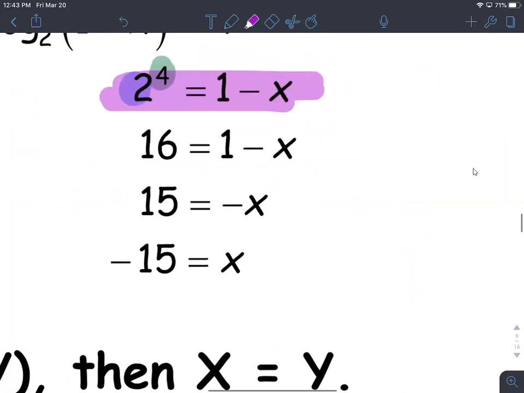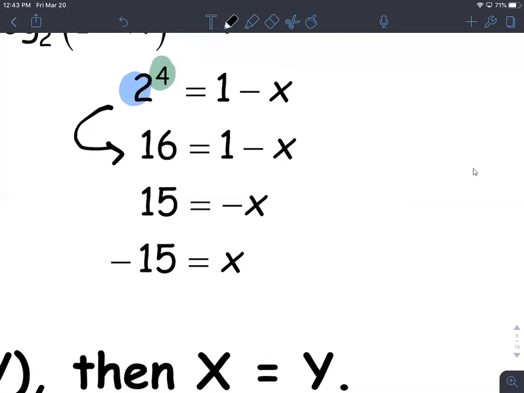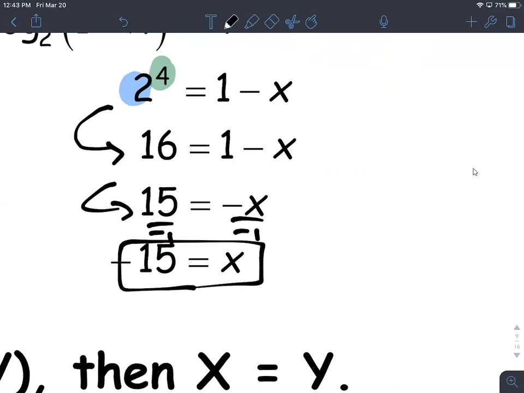From here, we can solve it down, evaluating 2 to the 4th to be 16. And then isolating x by subtracting 1 on both sides to give us 15. And then dividing both sides by -1 to get x by itself, getting our answer that x is equal to -15. Put a box around that, or circle.